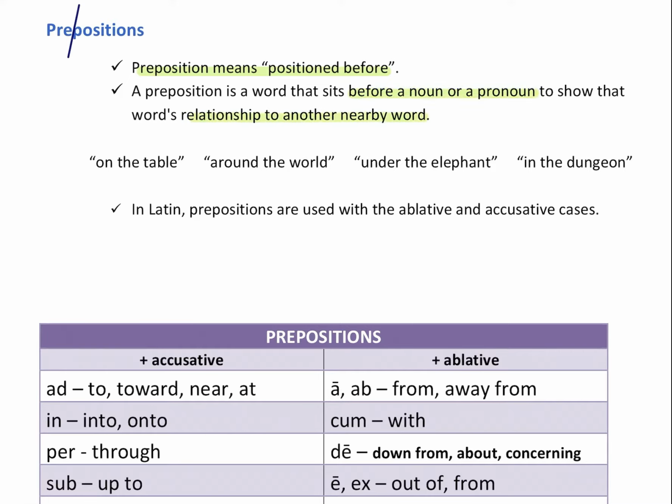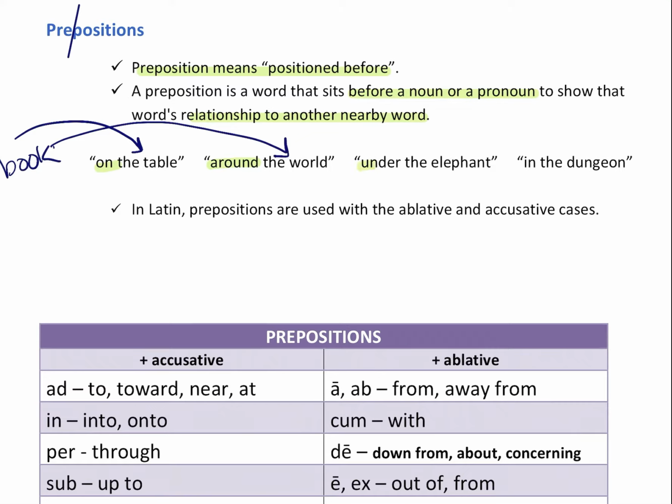to another nearby word. So if I had the noun book, and this is the preposition on, where's the book? This word shows the relationship of the book to the table. And where's the book related to the table? It's on the table. Here, around the world, around is the preposition, and it shows the relationship of the book to the world. Where is the book? Well, it's around the world.